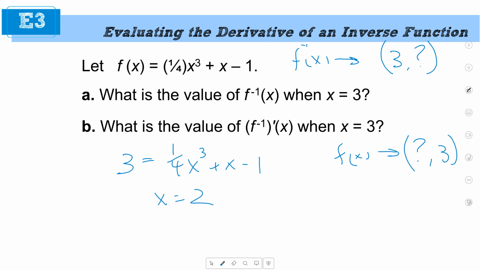Because 2 plus 2 is 4 minus 1 is 3. Okay? Which means that the point 2 comma 3 is on the function, and the point 3 comma 2 is on the inverse. Okay?